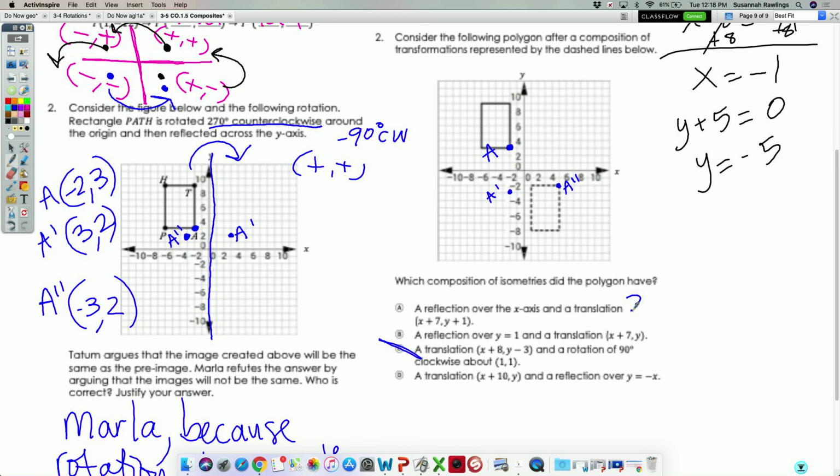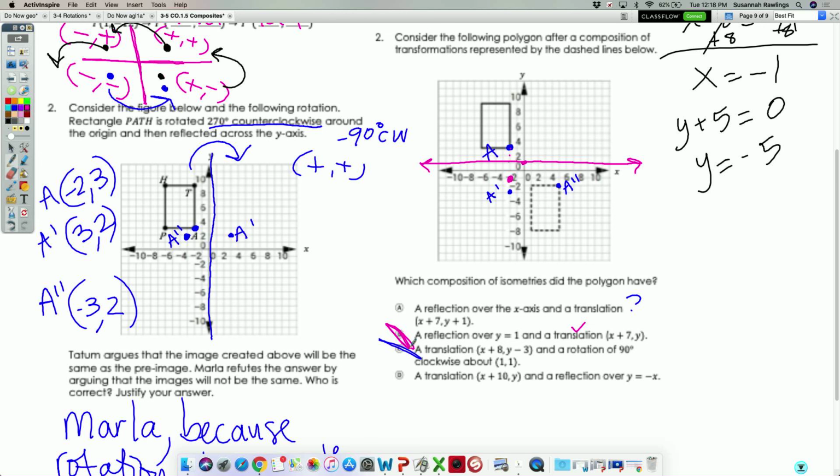Okay, my next one, which is really good practice, is a reflection across y equals 1. Where do I find that line? Up 1. Is it horizontal or vertical? Horizontal. So, let's reflect it across that line. How many did I go up from that line? 2. So now I'm going to go down 2. And then what does my next part tell me? Move over 7. Am I going to land on a spot? No, I'm not. So that one is wrong.